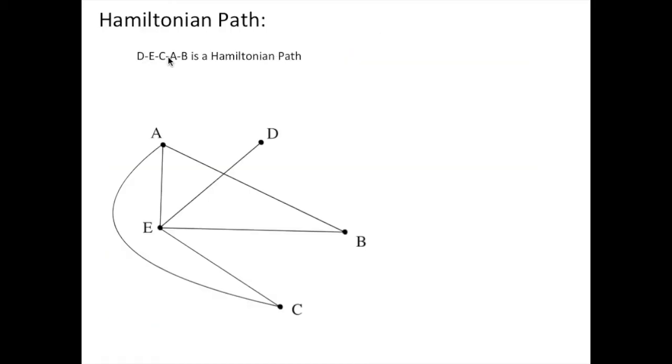D to E to C to A to B is a Hamiltonian path. It visits each vertex exactly once. D to E, and to C, to A, back on that way, to B. We've hit every single vertex, and we didn't redraw over any of the lines. So that's a Hamiltonian path.